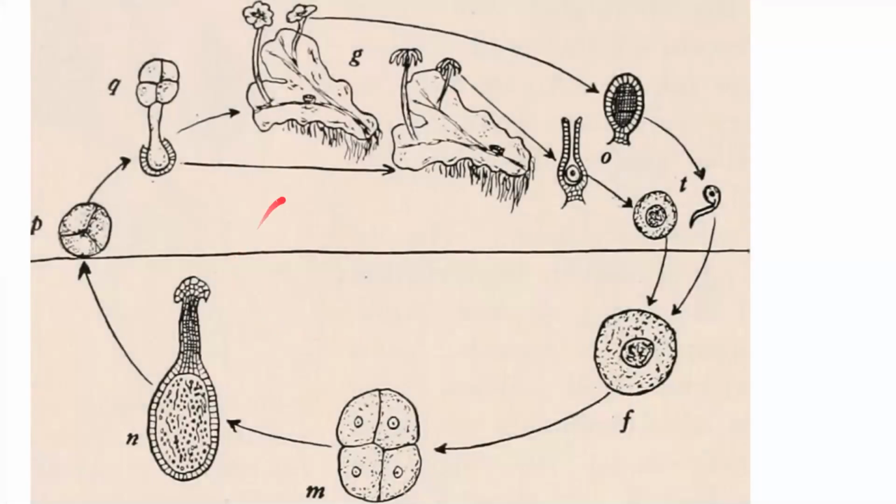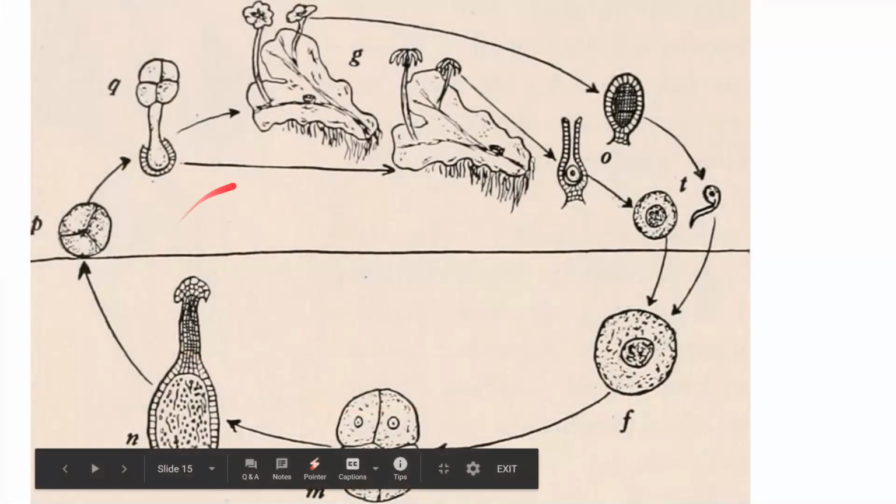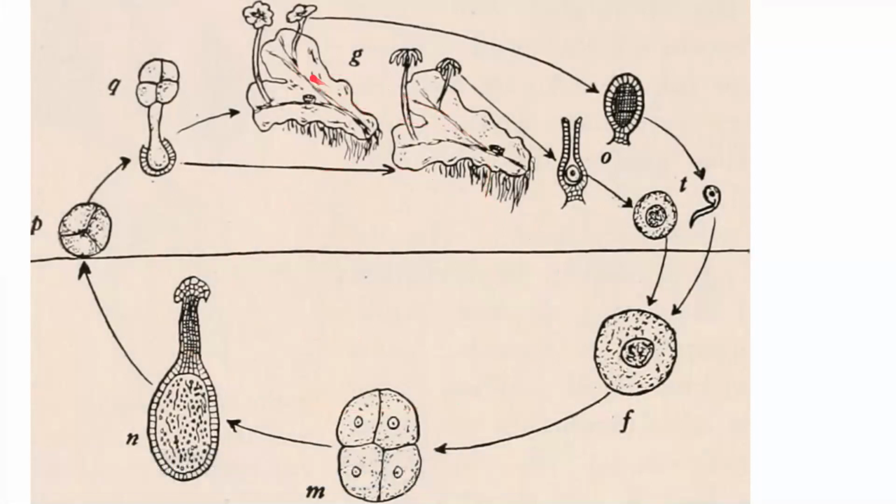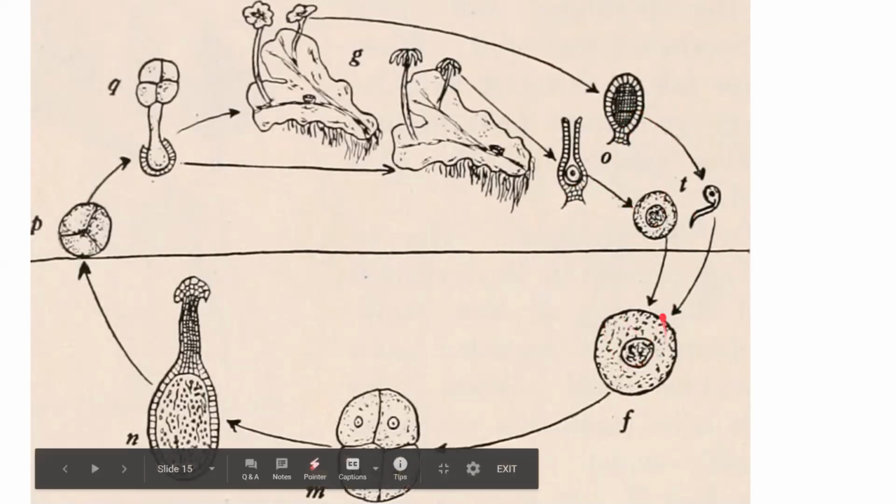Now see, this is the life cycle of Marchantia. These are two thalli of Marchantia. This is the male thallus. This is the female thallus. The female thallus will bear archegonia and the male thallus will bear antheridia. This has the egg, this has the spermatozoid. Both will fuse and a diploid zygote is produced.